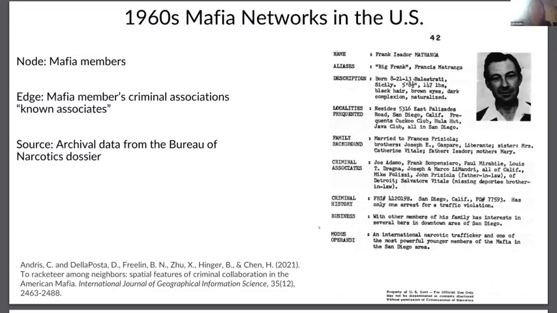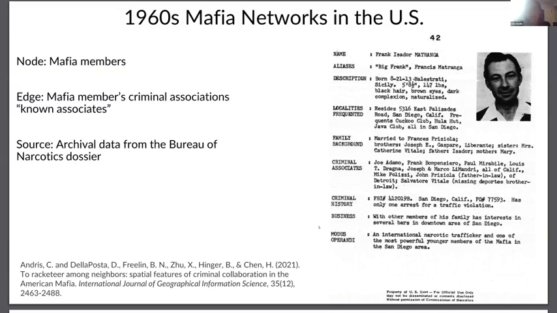In the 1960s, there were mafia networks in the United States, and the US Senate was very interested in capturing these networks. In our network, the nodes are mafia members and the edges are mafia members' criminal associations. These were derived from a Senate investigation to find out more about the mafia members. The source is archival data from the Bureau of Narcotics dossier.